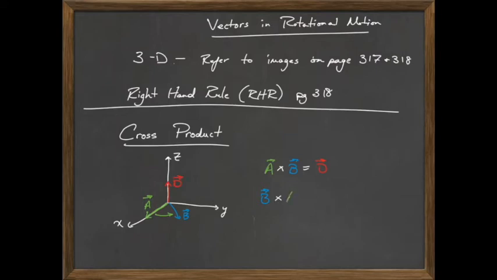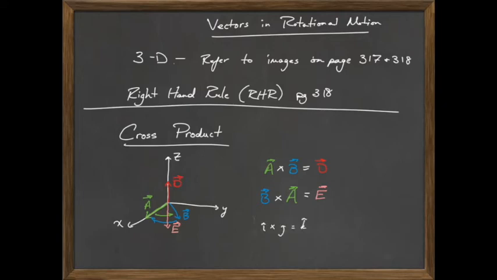Now if I were to go the other way, if I were to take B and cross it into A, then I would have B pointing forward, which would be my fingers, and A would still be pointing to the right. And when I wrap my fingers into my palm, the resulting vector points down. And that's what we talk about when we say that a cross product is always in 3 dimensions.